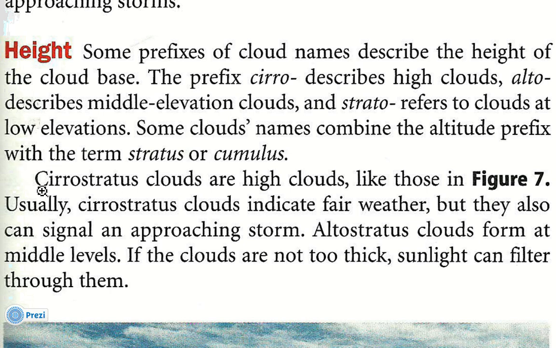Cirrostratus clouds are high clouds, like those in Figure 7. Usually cirrostratus clouds indicate fair weather, but they also can signal an approaching storm. Altostratus form at middle levels. If the clouds are not too thick, sunlight can filter through them.